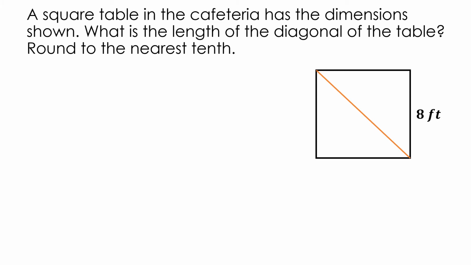If we look at the diagonal, they gave us one of the side lengths of 8 feet. In order to determine the other side lengths, we have to remember what a square table means. Well, a square has the same lengths on all sides. So if one side of our square is 8 feet, that means each side of the square is equal to 8 feet.